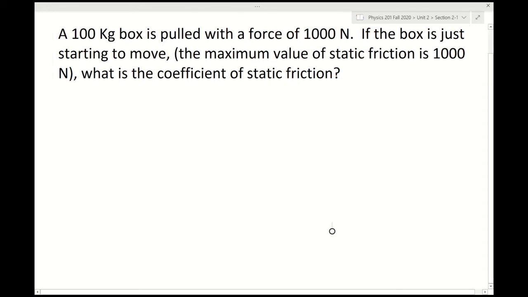A 100 kilogram box is pulled with a force of 1,000 newtons. If the box is just starting to move, in other words, we're at the maximum value of static friction, what is the coefficient of static friction? Well, mu sub s is equal to Ff over Fn.